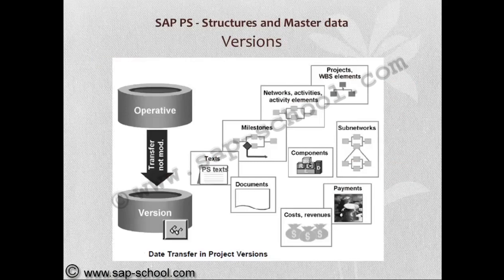So project versions are transferred from operative to version only. Here the WBS element information, network activities, activity elements, milestones, components, subnetworks, payments, and costs data will be transferred from operative to project version.